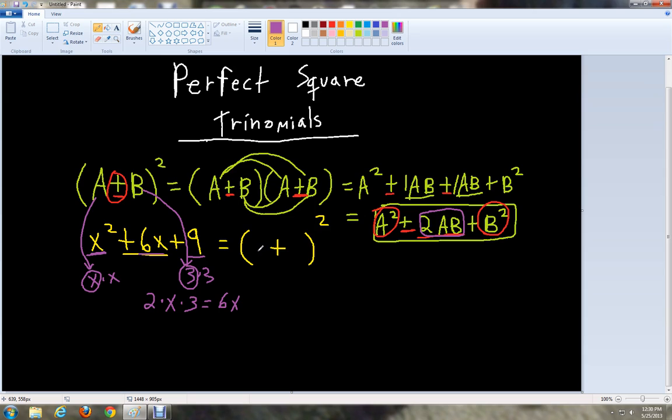So all we need to do is plug in our a, which is x, and then our b, which is 3: (x plus 3) squared. That would be how we factor the perfect square trinomial. x squared plus 6x plus 9 equals x plus 3, all of that squared.